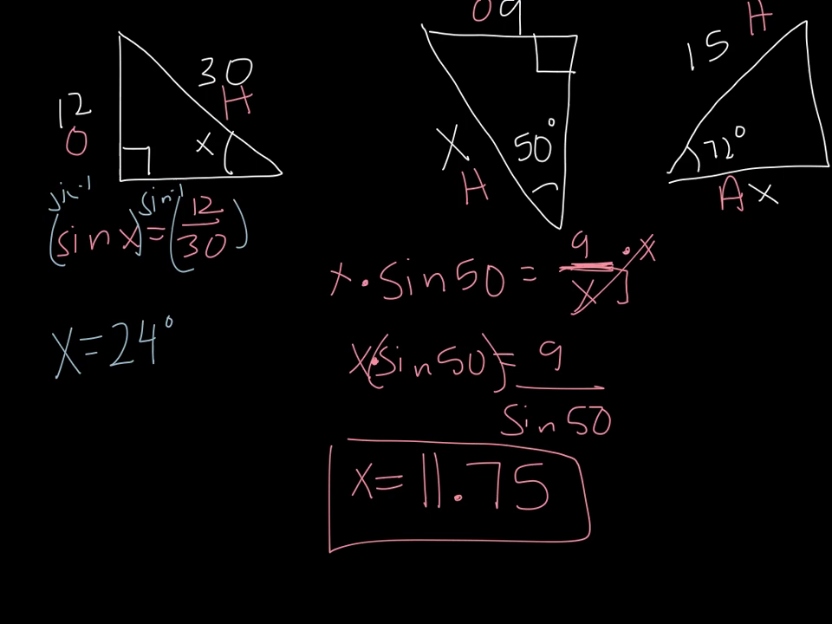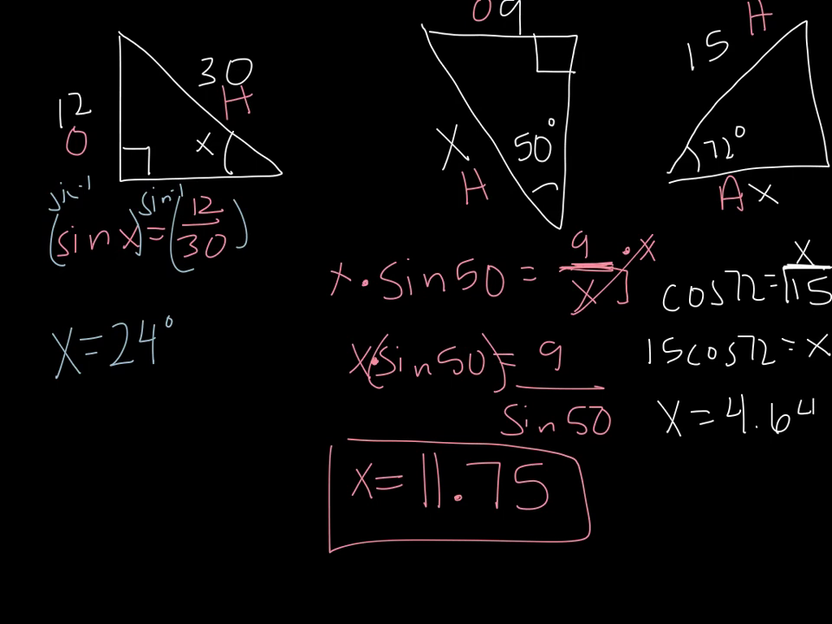And the last one, I have the adjacent and hypotenuse, so it's cosine of your angle is equal to your adjacent over your hypotenuse. Again, you want to get rid of this division. In this case, I'm dividing by 15, so I need to multiply by 15. Now, once I do that, my x is already by itself. So now I should be multiplying 15 times cosine 72, and I should get that my x value is equal to 4.64.